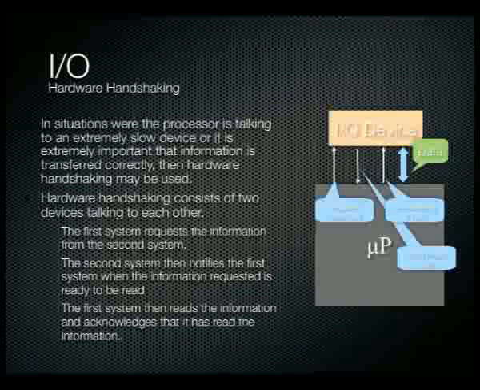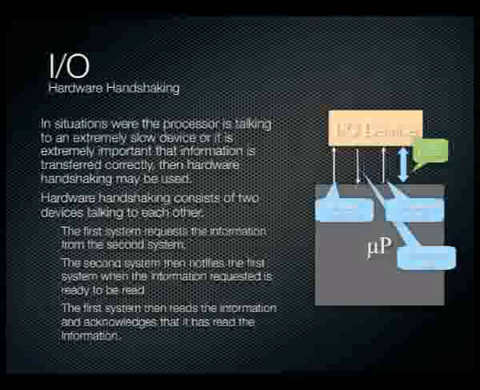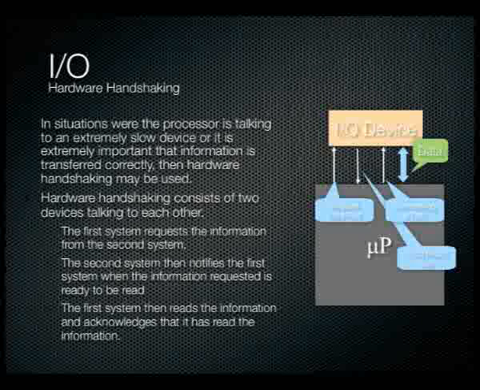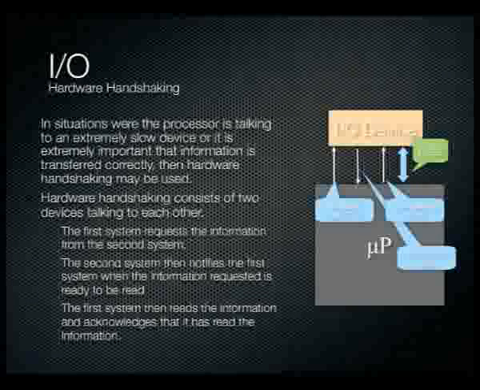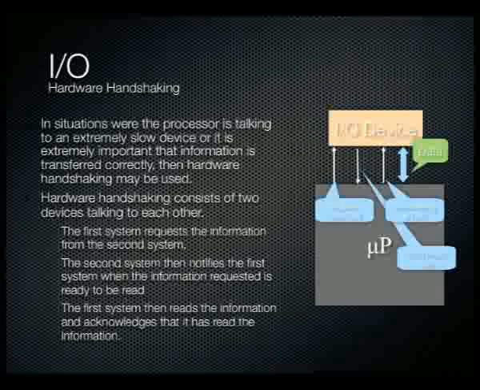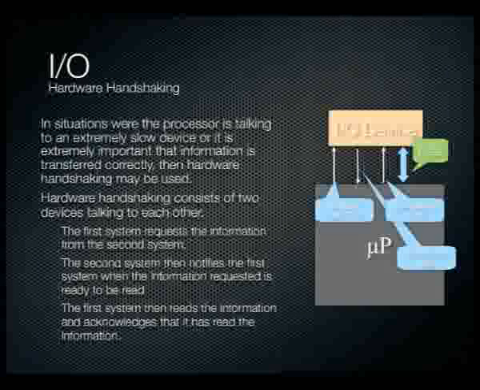Hardware handshaking consists of two devices talking to each other. The first system requests the information from the second system. The second system then notifies the first system when the information requested is ready to be read. The first system then reads the information and acknowledges that it has read the information. So it's a bit of a two-way street, a slight extension on top of polled I/O.